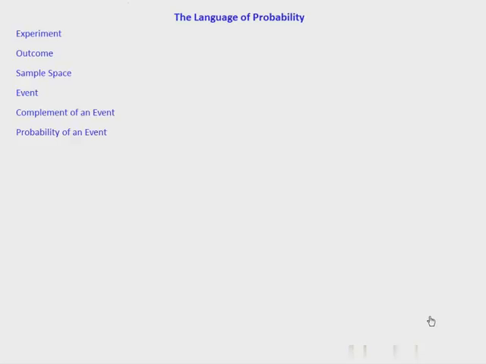So having conducted the experiment, what are you looking at? You're looking at the outcomes of the experiment. So, what are the outcomes when I throw a number cube? The outcomes are the numbers 1 to 6. There are 6 separate outcomes. What's important about these outcomes is that they're all equally likely.